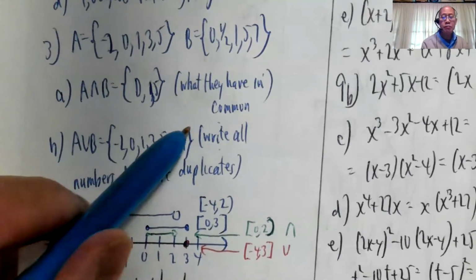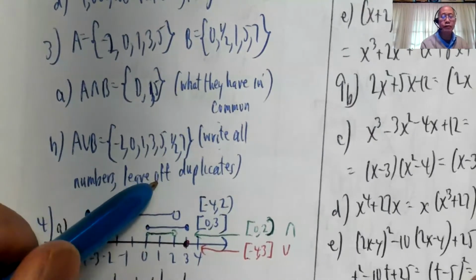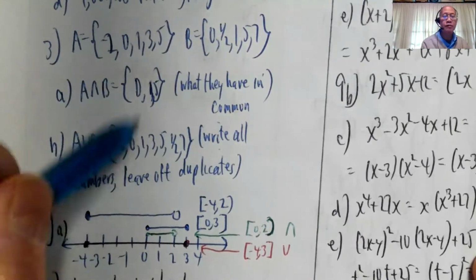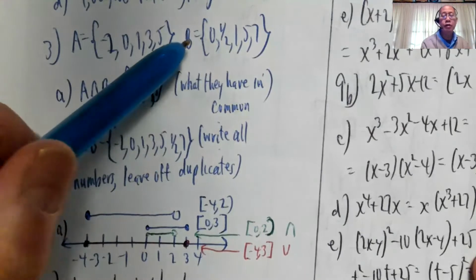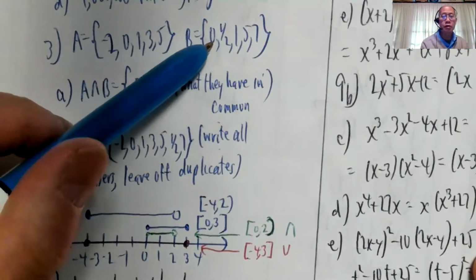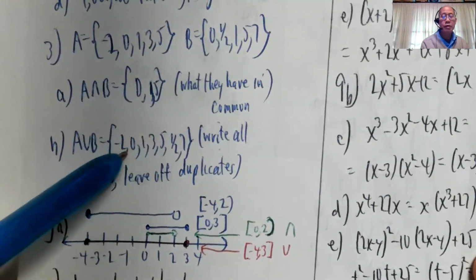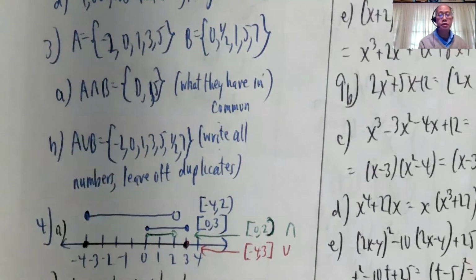A union B means just write down all the numbers, but you don't have to write any duplicates. So I just copy everything here, -2, 0, 1, 3, 5. Then I copy everything here, but I don't have to write again anything that's already there. So 0 is already there, 1/2, 1 is there, 5 is there, and 7. By the way, you don't have to reorder. You may, but it's not necessary.